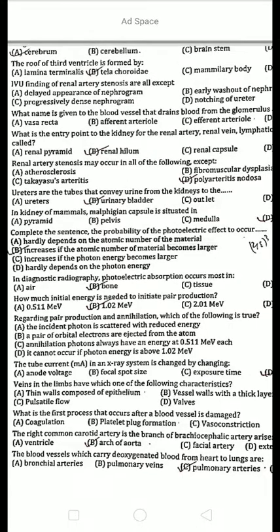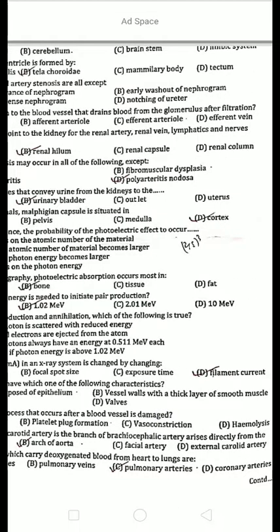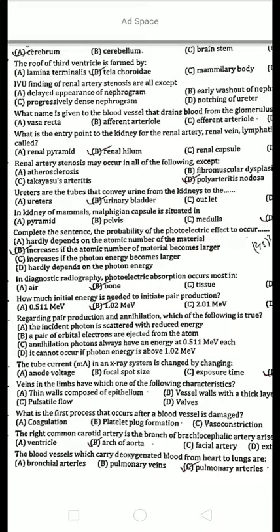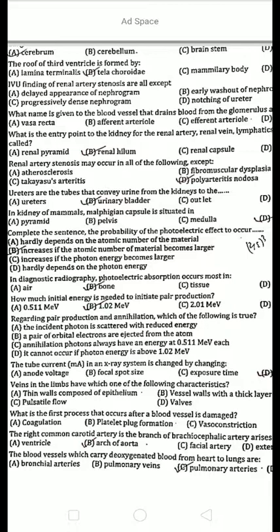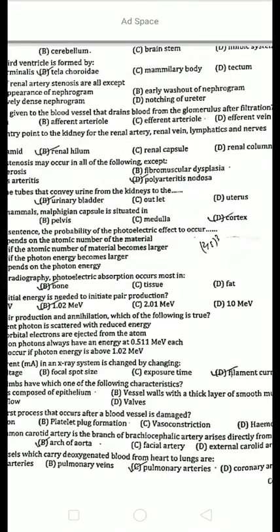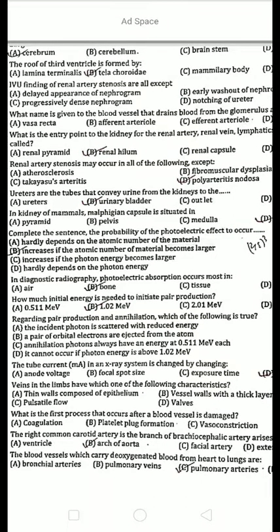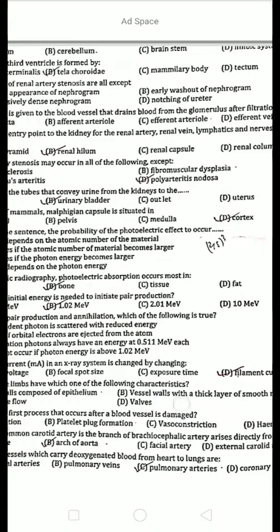Next question: the tube current, mA, in an X-ray system is changed by changing the filament current. If you want to change the tube current or mA, you need to change the filament current. Current is in amperes, so the correct answer is filament current.